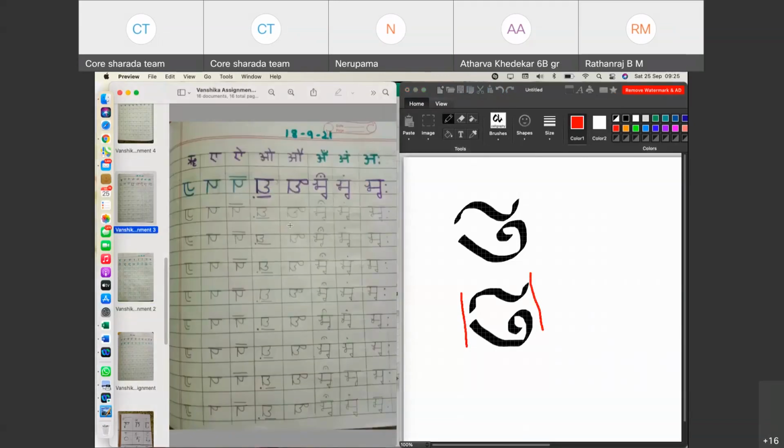Okay, so here the O is written correctly, but I'm not sure why you've drawn this bottom line for the O. One minute.